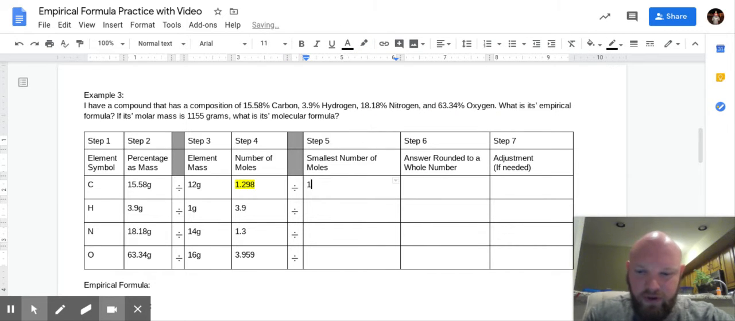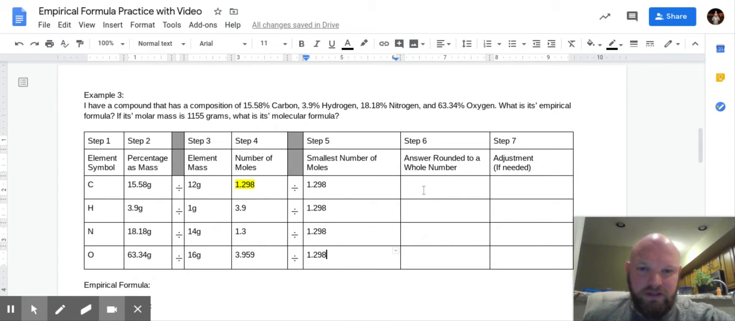So we divide everything by 1.298. And the reason we're going to 3 decimal points when we do this is, frankly, some people struggle with rounding, and 1.291 and 1.298 can give you a very different answer depending on what some of the other ones are. So that's why we go to 3 decimal points.